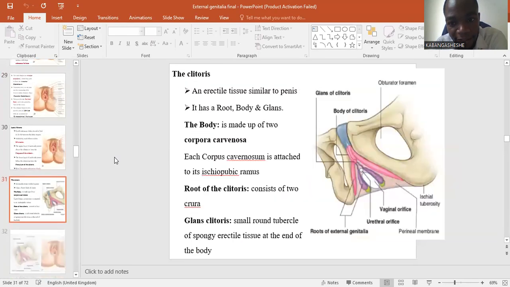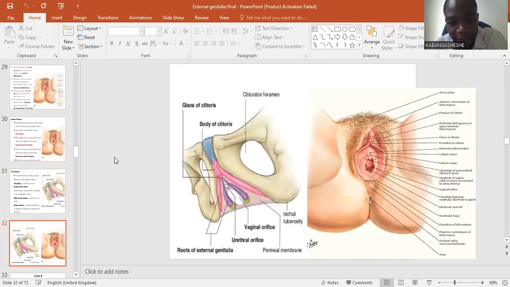So in terms of structure, the clitoris is almost the same as the penis. I think I have a diagram showing, if you compare this structure, similar to what you saw with the penis. Penis had the glans penis. Here now we are calling it glans clitoris. Then penis had body or the shaft. Here we are calling it the body or the shaft of the clitoris.